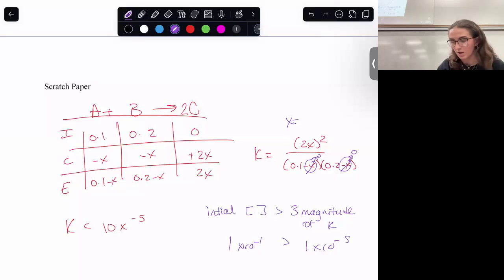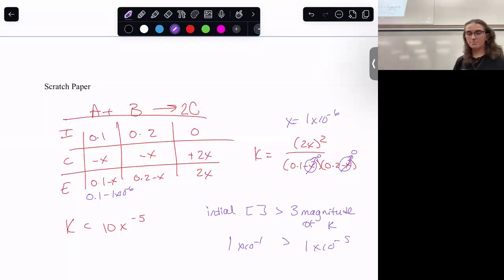Let's say x is 1 times 10 to the negative 6. If you're solving for the concentration, you're going to say 1.0 minus 1 times 10 to the negative 6, and it's going to be that actual concentration at equilibrium. It's 0.099, right? It's pretty close to 0.1, so that's why we can assume that it's negligible when solving for it, but it's actually just a little bit off.